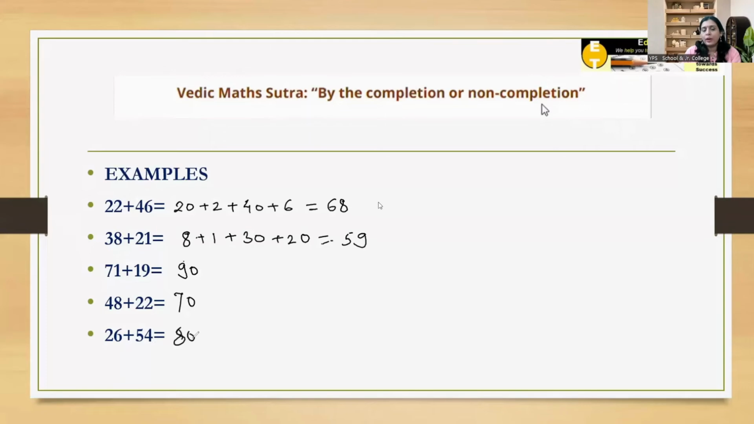So mentally you can do this once you get this technique. So always look for the tens by completion or non-completion, or the sutra is Purna Purnabhyam. We are looking for the wholeness. If it is not there, we are trying to make it.